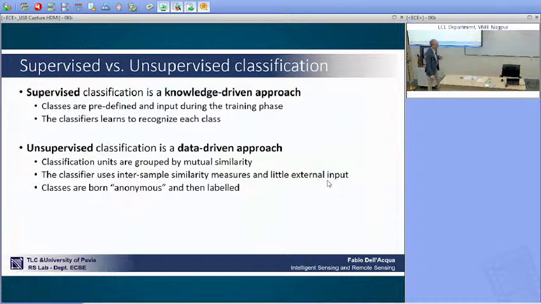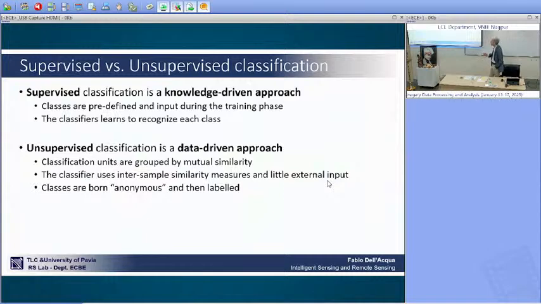Let's have a quick look at what is the practical difference that we find between these two. At a high level, we could say that supervised classification is a knowledge-driven approach, whereas unsupervised is a data-driven approach. What do I mean? A knowledge-driven approach means that you leverage a certain knowledge that you have about the problem to guide the classification. Whereas in a data-driven approach, it's purely the data that somehow guide their grouping.